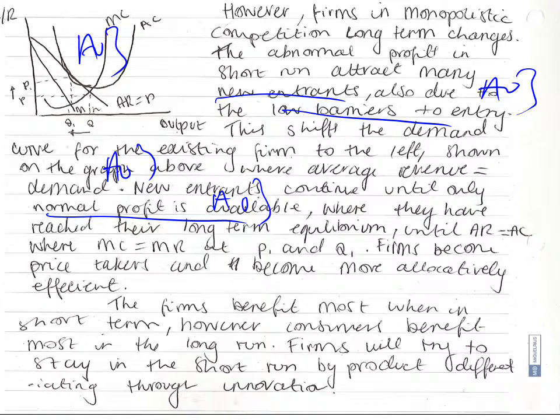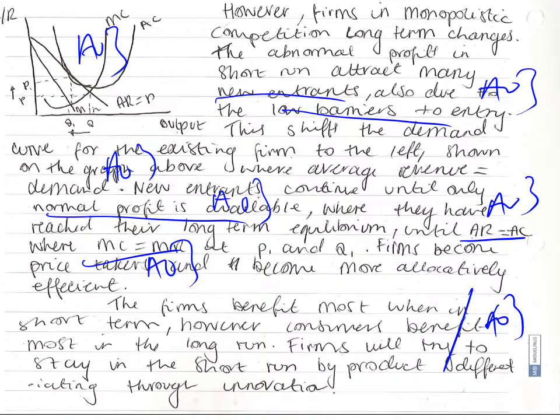but they have reached their long-term equilibrium, where AR equals AC and MC equals MR. Firms become price takers and more efficient. The firms benefit most in the short term, however consumers benefit most in the long term.